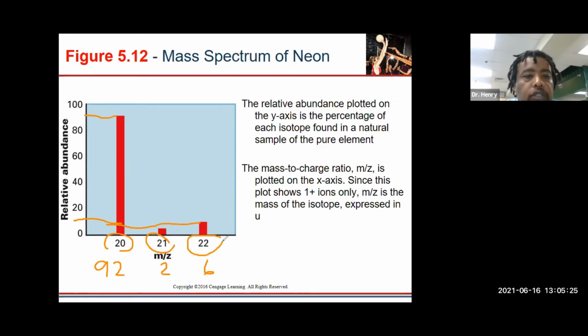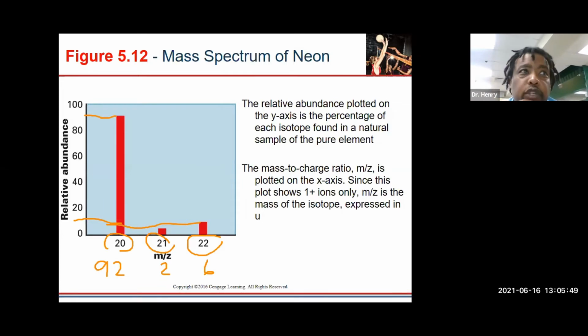Okay, so now this is what they see in nature. This is what is naturally occurring in nature. The most abundant isotope is neon 20. The least abundant isotope is neon 21. So they're all existing in nature. So when we look at the periodic table, it is basically the sum of all of them.